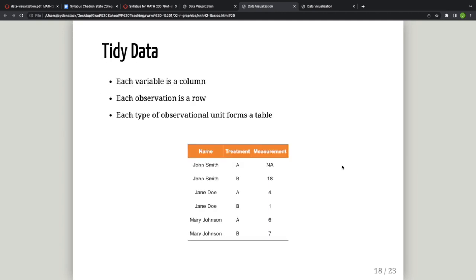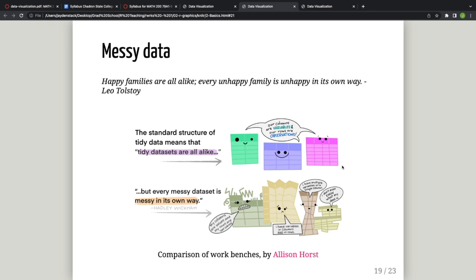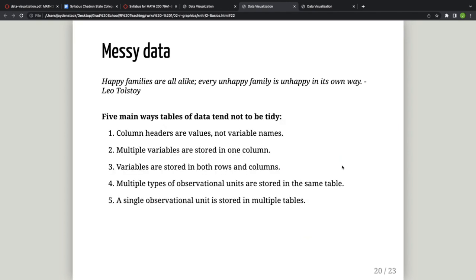Okay. So now thinking about messy data. If you've used a data set before, you've probably seen some sort of aspect of messy data. Okay. And so five main ways tables of data tend not to be tidy is when we have column headers that are values and not variable names. Multiple variables are stored in one column. Variables are stored in both rows and columns. Multiple types of observational units are stored in the same table. A single observational unit is stored in multiple tables.